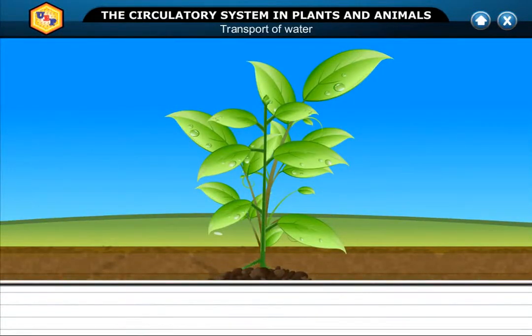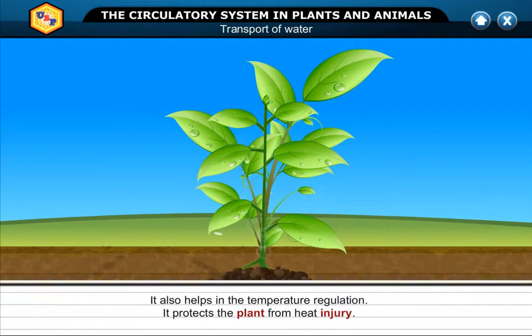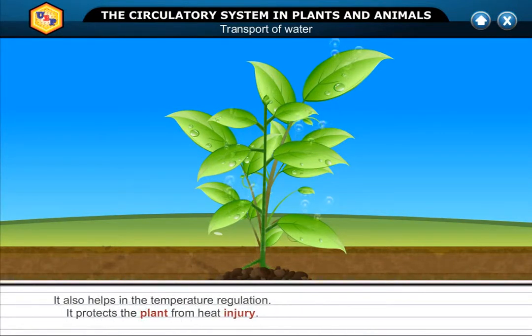Significance of transpiration. It helps in the absorption and upward movement of water and minerals from roots to the leaves. It also helps in temperature regulation. It protects the plant from heat injury.